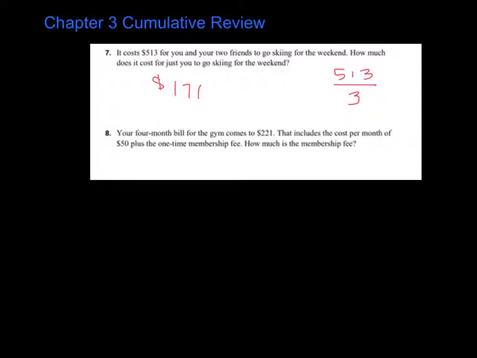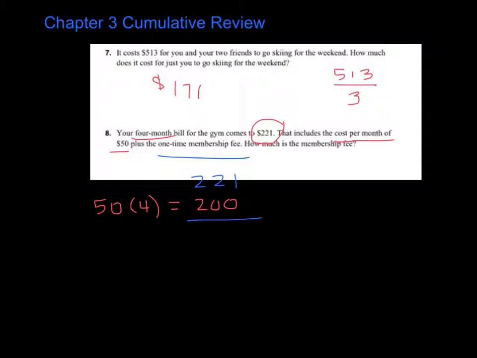Okay? All right, let's go ahead and look at the next one. So it says your 4-month bill for the gym comes to $221. That includes the cost per month of $50 plus a one-time membership fee. They want to know how much the membership fee would cost. Okay? So let's look at that again. We know that they have done 4 months. We also know the cost per month was $50. So I know that they paid $50 for 4 months. If I do 50 times 4, that amount only comes up to $200. Okay? So if that's $200, but it says that they paid $221, then that one-time membership fee has to be the difference. So if it was $221 is what you paid, you would just subtract the $200 that you know you paid for your monthly cost, and you would find out that membership fee is $21.